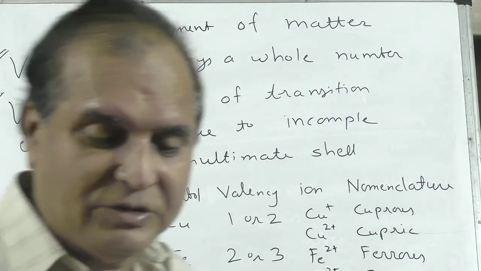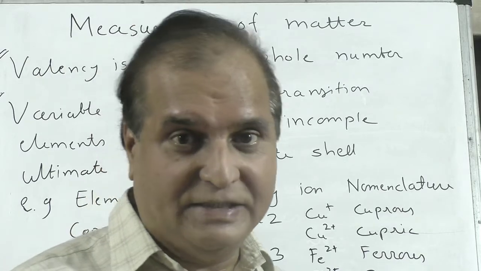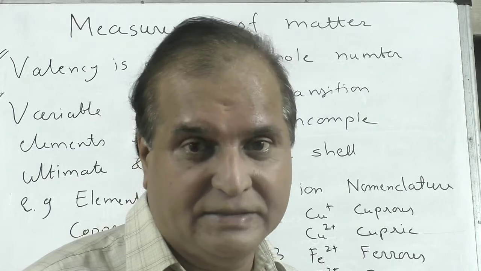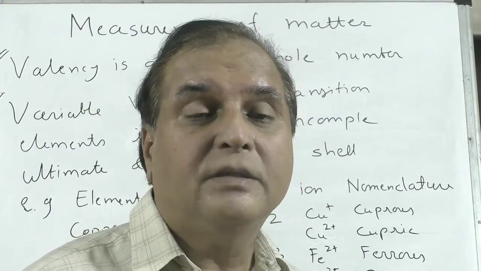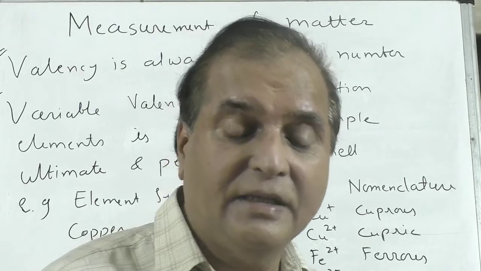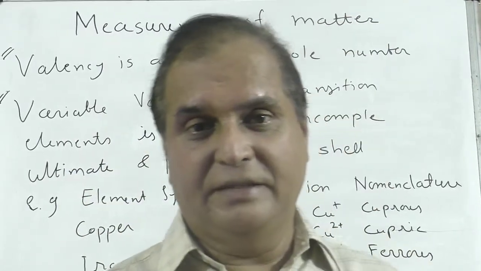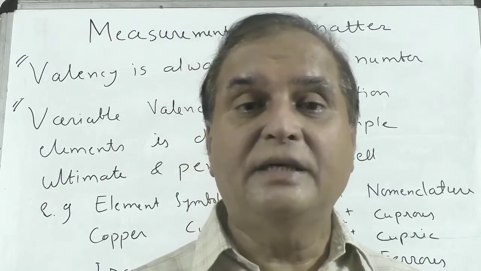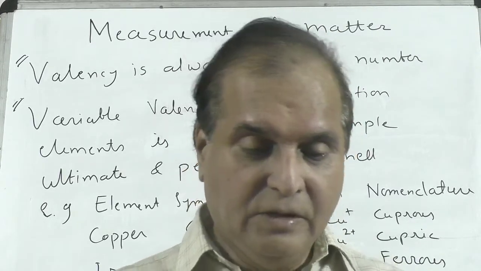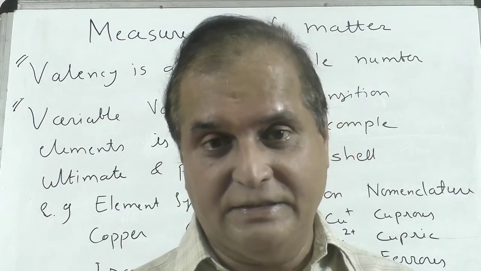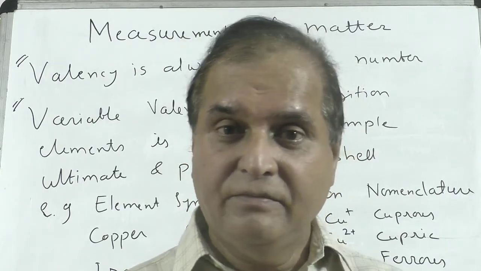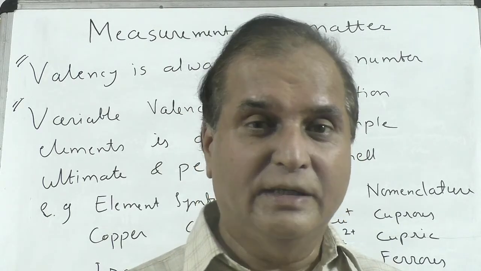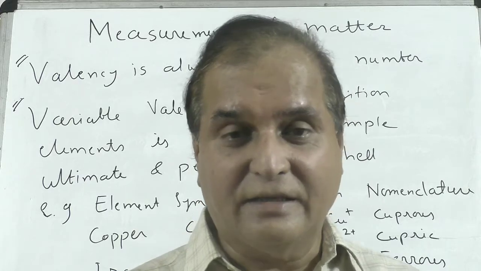Some elements, you see, have variable valency. They are mostly metals, transition elements. The meaning you will understand later. They have the last 2 shells incomplete. Understanding? Last 2 orbits incomplete. That's why they show variable valency. So one lower valency, one higher valency. As per nomenclature, the lower valency we call OUS, and the higher valency is IC.